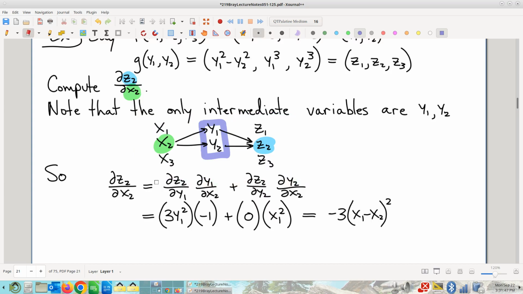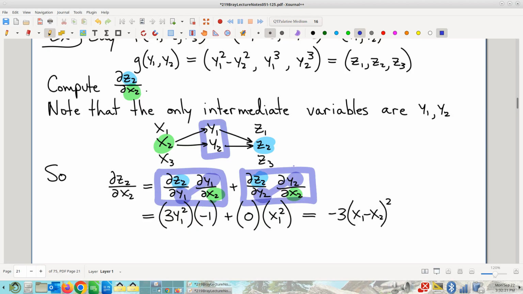Do it like this. Intermediate variables correspond to paths. Paths correspond to terms. And so I have a y1 term and a y2 term. And notice z2, x2, right? And then the intermediate variables show up following the same pattern in both terms. Everybody good?